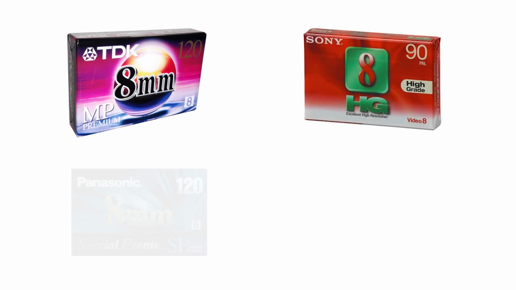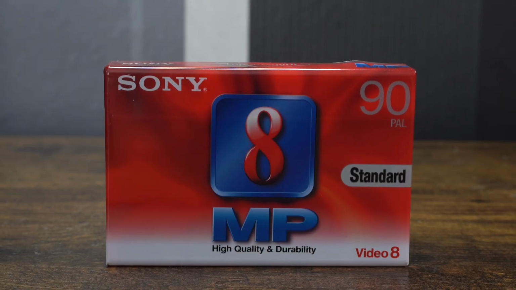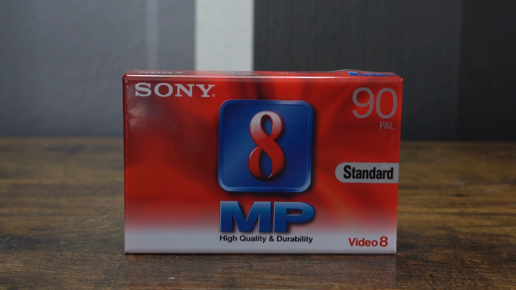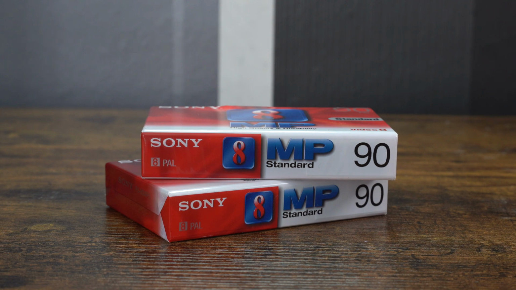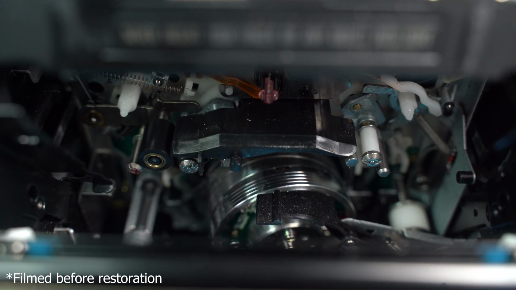There are various versions of the Video 8 tape which were released by various companies. The version here is the Sony MP standard metal tape, which maintains high RF output even after 200 repeated playbacks. Inside the recorder we can see a large tilted metal head.